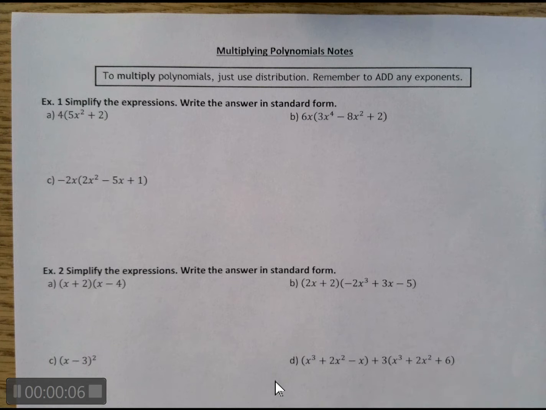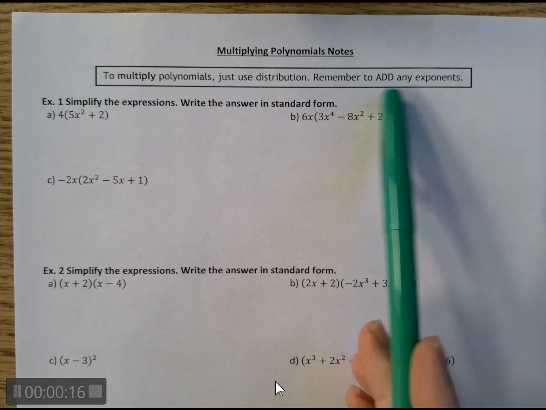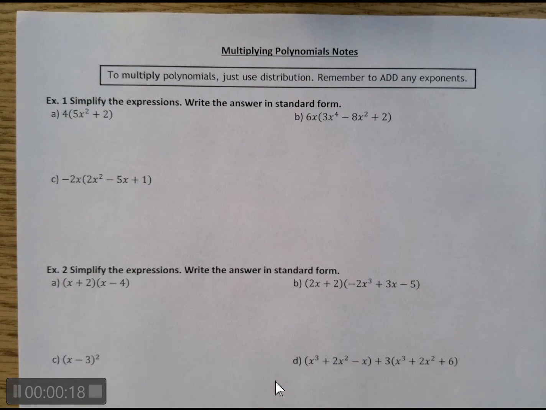So this is relatively straightforward. Our directions say in order to multiply polynomials, just use distribution. And then remember to add the exponents when we multiply, okay? So let's just go right ahead and jump on in.